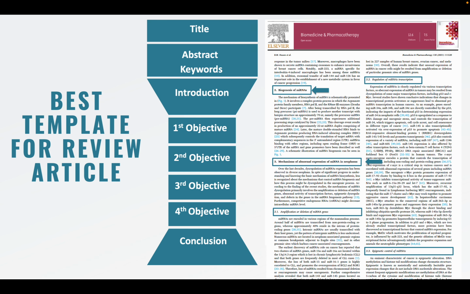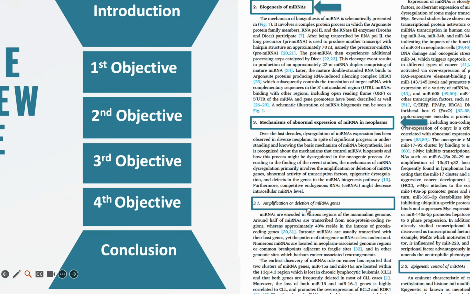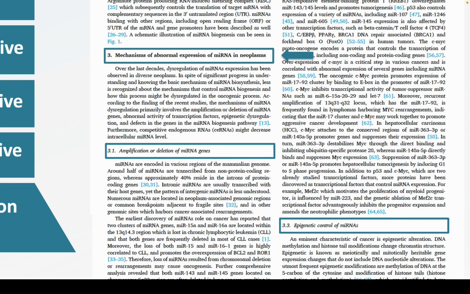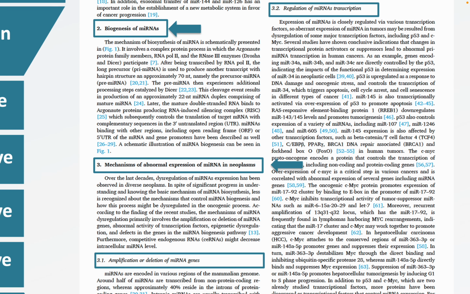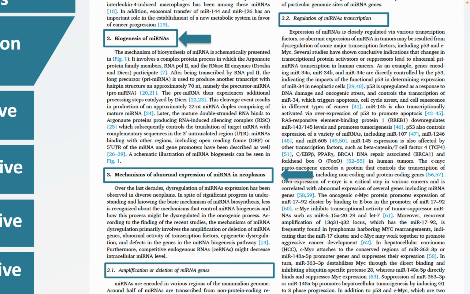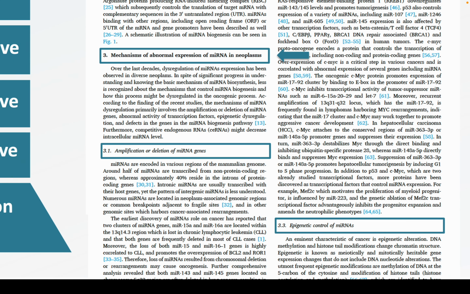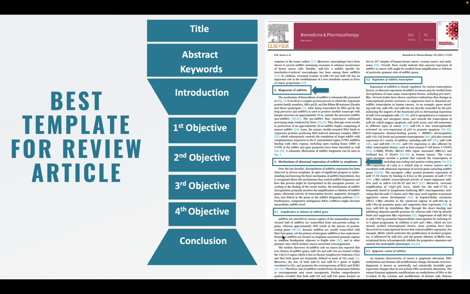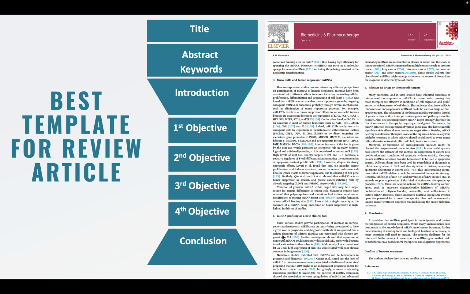Look, 3 becomes 3.1, and also 3.2, then 3.3, epigenetic role of microRNA. The first one, look, amplification or deletion of microRNA gene, whereas the second one, regulation of microRNA transcription, and the third one, epigenetic control of microRNA. So if the topic is too large or contains a lot of information or data, you have to subdivide it into further, smaller objectives.